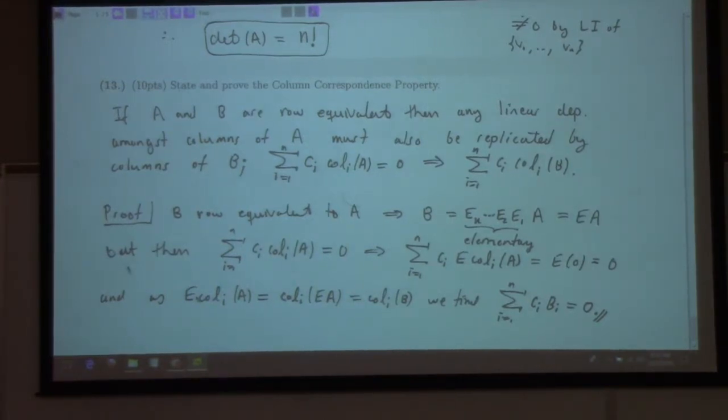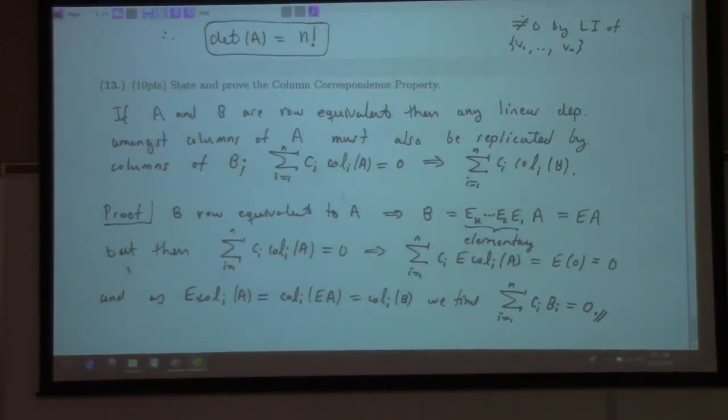But strictly speaking, there's this more general one, which just says that a linear dependence must be preserved between any two row equivalent matrices. A and the reduced row echelon form are, of course, row equivalent. But the column correspondence property is more general than just that. That's really an application of the column correspondence property to say that A is row equivalent to the reduced row echelon form and to observe a linear dependence there.